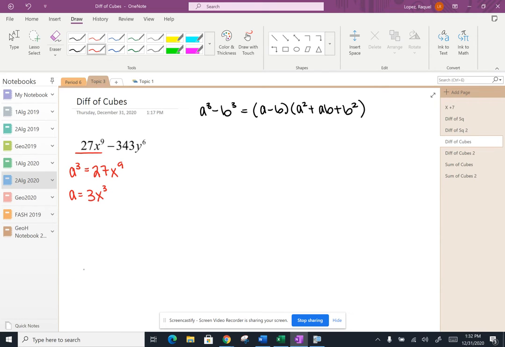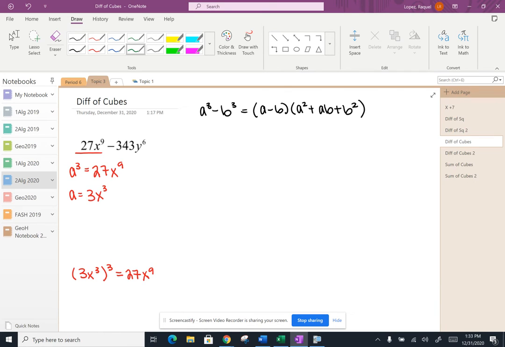So let's quickly double check our work just like we did in the other video. If I've got 3x cubed and I raise that to a power of 3, I should get 27x to the ninth. So let's see. 3 times 3 times 3 does give me 27. And then I've got x to the third to the third. When I've got a power to a power, I multiply those exponents. So 3 times 3 gives me 9. So I have x to the ninth. And that's how I know that I've correctly identified what my a is.